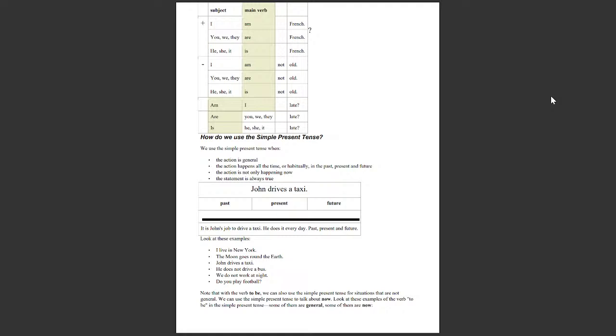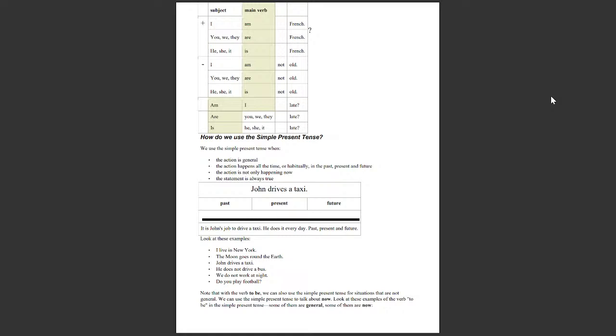So how do we use the simple present tense? We use the simple present tense when the action is general, when the action happens all the time or habitually, in the past, present or future. The action is not only happening now, the statement is always true. In the simple present tense, these four points apply: the action might be general, or the action happens all the time in the past, present or future, and the action is not only happening now, the statement is always true.